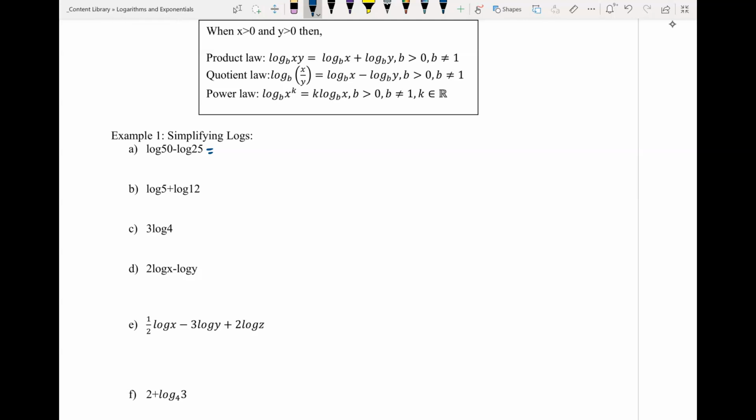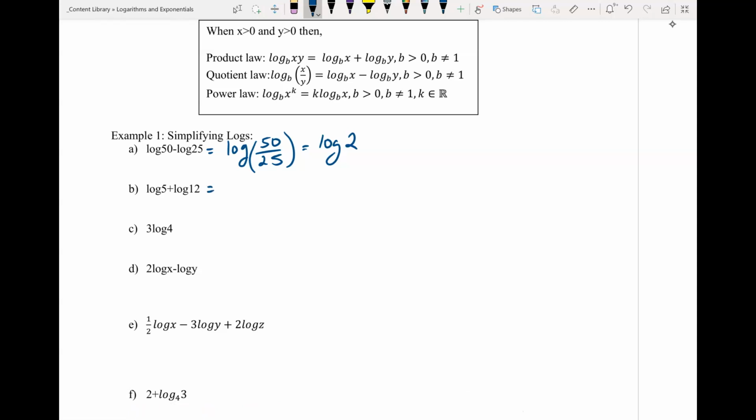Because we have a minus between the two logs, we're going to use our quotient law, because log x minus log y is log of x divided by y. So we're going to use our quotient law here. And it's going to be the first inside term divided by the second inside term. So that's 50 divided by 25. And I'm going to simplify that. 50 divided by 25 is 2. So log 50 minus log 25 is the same thing as saying log 2.